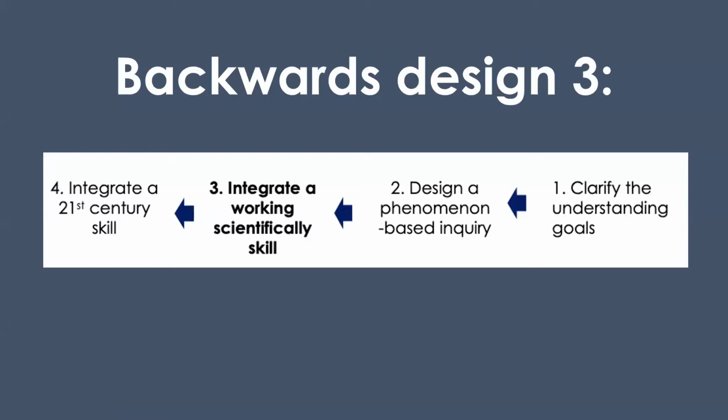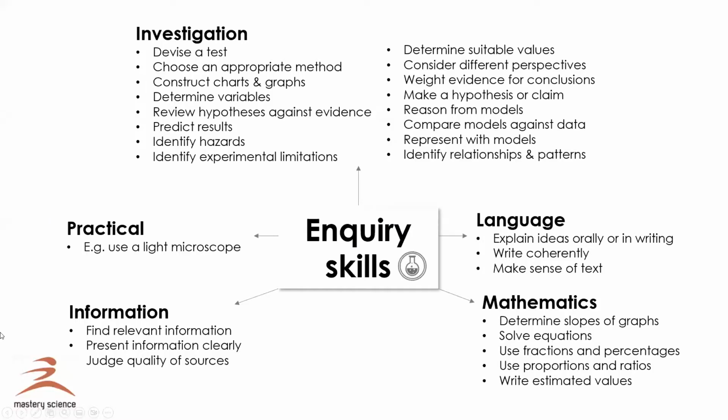And then we're going to think about what working scientifically skills fit best with that practical, that investigation. So here's the skills that we've come up with in complete mastery. We've got 27 different skills, and these are skills that need to be taught over the 5 years. So we've got investigation skills, lots of those, practical skills, they're actually from GCSE. So you know there's required practicals and practical skills they need to do. Information, language, and also some math skills as well.